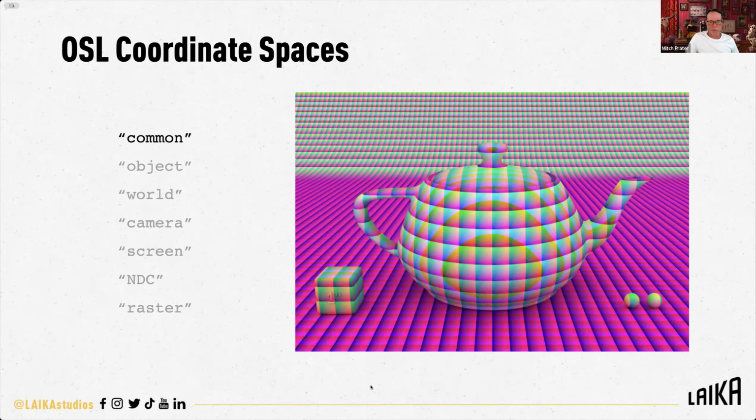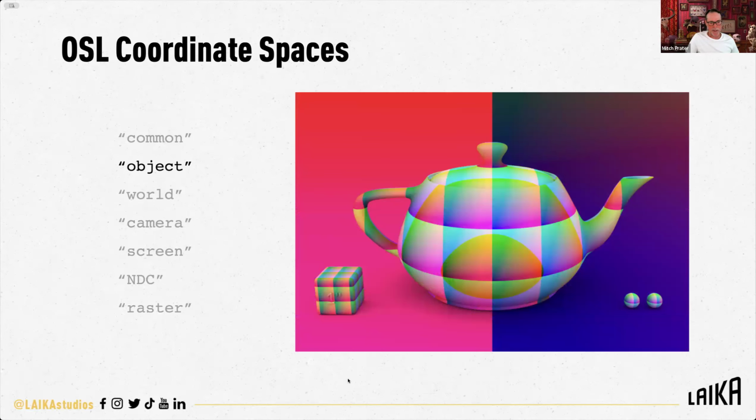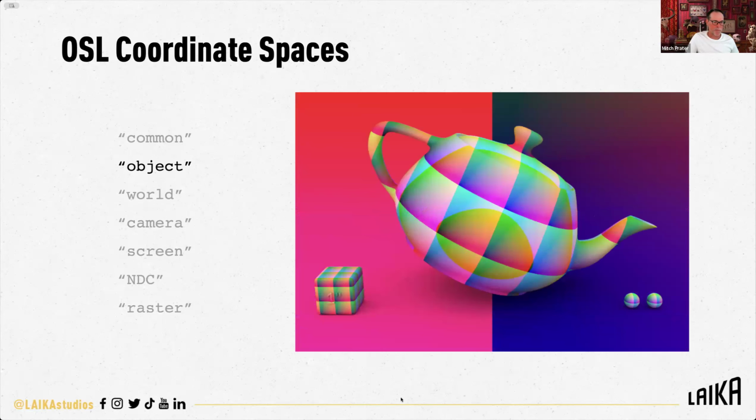So as I mentioned, common space is arbitrary, it's undefined. Object space is relative to each individual object in a scene. So any transforms that are applied to the object are also applied to the object's object space. In this case, the teapot has been scaled up in size relative to the reference cube and spheres in this scene and has been rotated and translated. The background object has also been scaled up, so its variations are quite large.